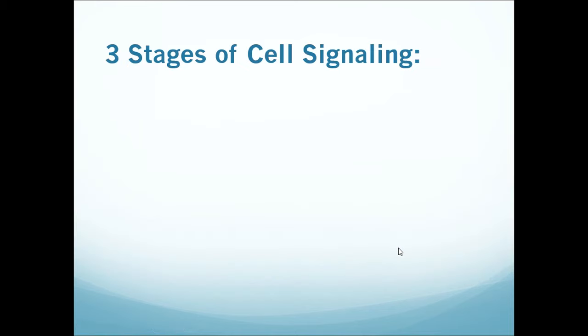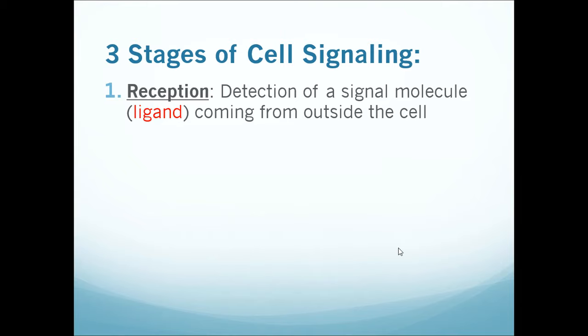Now, anytime you have cells communicating with one another and signaling to one another, we have three stages. I broke these down earlier, but we have the reception stage. This is where the signal molecule, whatever you sent, is actually going to come towards the cell. So it's coming from outside the cell. If I'm a cell and my neighbor is a cell, he's going to send me some kind of message, maybe it's a text, and communicate with me. So that message, that molecule that they're sending, is a ligand.